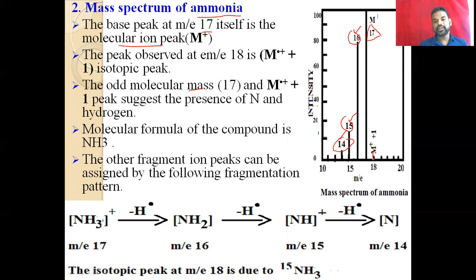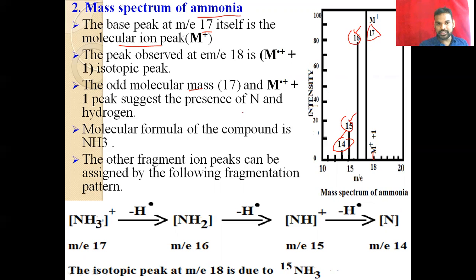So from an odd molecular mass, we can expect an odd number of nitrogen or no nitrogen. Both are possible here. But here we have one nitrogen, which is an odd number of nitrogen, and then the M plus 1 peak suggests the presence of hydrogen here.